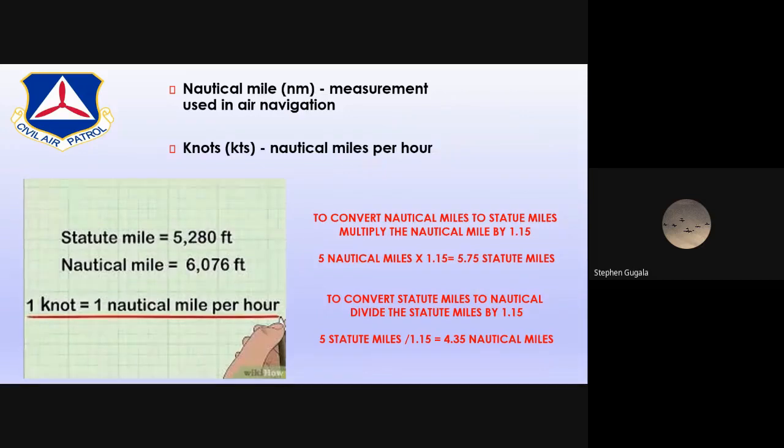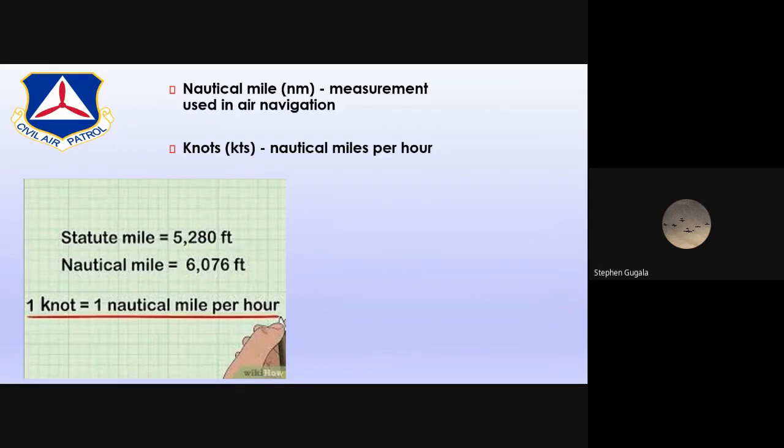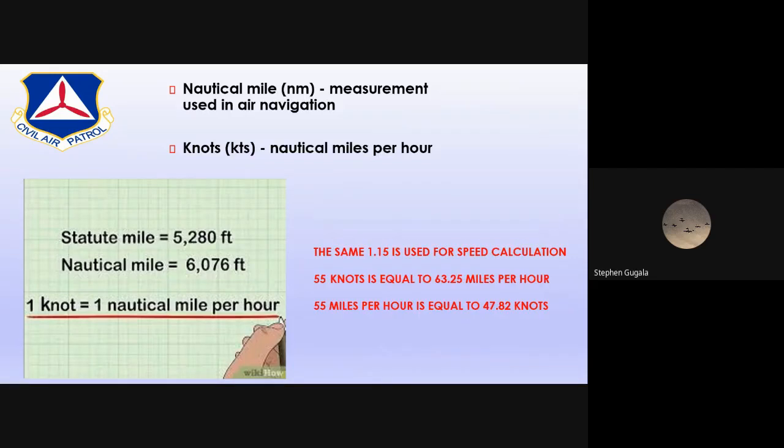To convert nautical miles to statute miles, you basically multiply the nautical by 1.15. So as an example, if you've got 5 nautical miles, that translates to 5 3/4 statute miles. If you're going to convert in the opposite direction, you need to do division. Oh no, more math. If you've got 5 statute miles, you've got a little bit less in your nautical miles, 4.35. And of course, if you're dealing with speed, same thing, you're using 1.15 as your reference number.